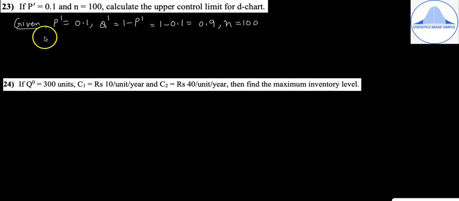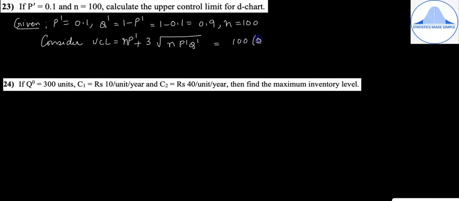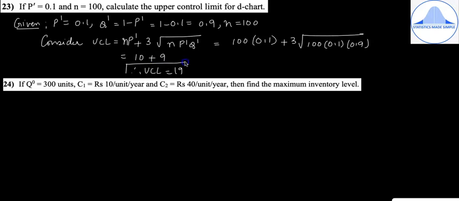Now let us write the formula for the upper control limit, or the UCL. So consider UCL is equal to np dash plus 3 times root n p dash q dash. So this is equal to 100 into 0.1 plus 3 times root, it is 100 into 0.1 into 0.9. So on simplification, we get 10 plus 9. So therefore the UCL is equal to 19.